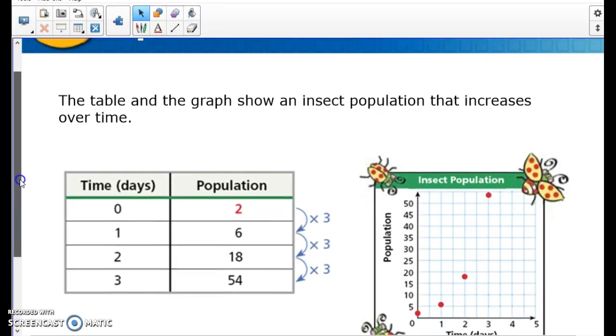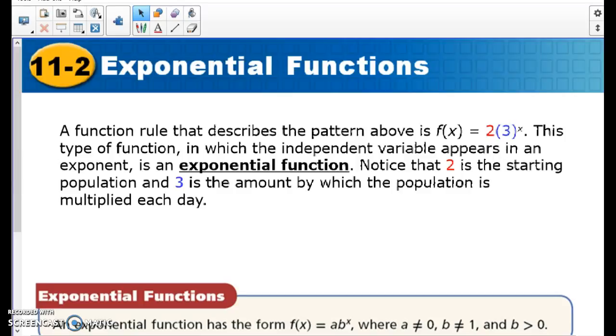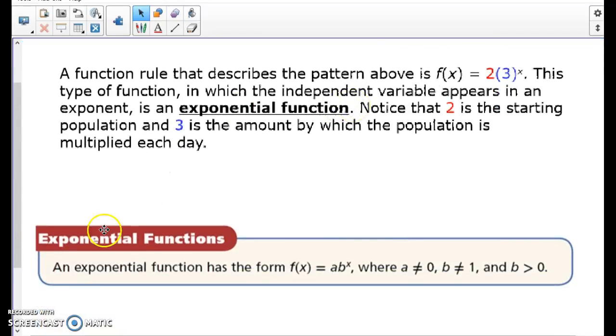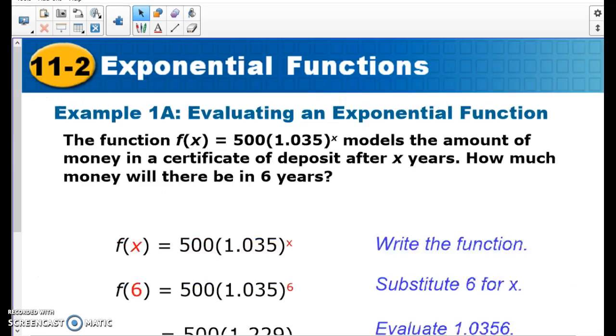So again, we're looking at things that grow exponentially. So not a multiplying pattern or an adding pattern. They have to grow exponentially. So 2 to 6, you're multiplying by 3. 6 to 18, you're multiplying by 3. 18 to 54, you're multiplying by 3. It's growing exponentially. And this is kind of the formula we're going to use if we have something that's growing exponentially, to figure out interest or things like that.